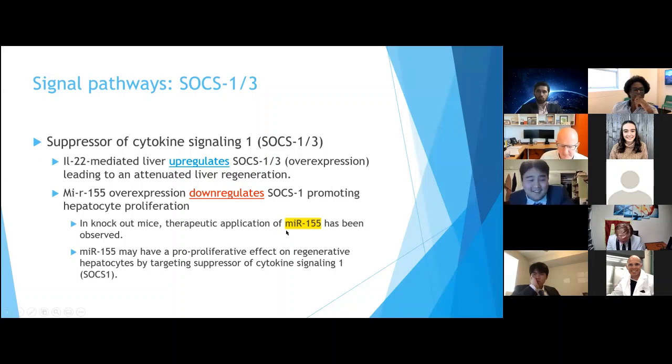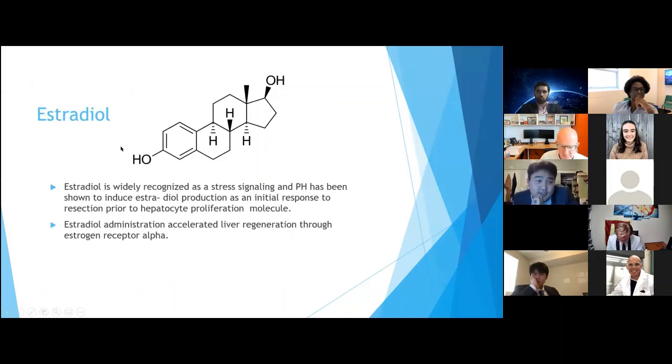But yes, and so the next one we have is estradiol. It is another compound widely recognized as a stress signaling molecule, and partial hepatectomy has been shown to induce estradiol production as an initial response to the resection, prior to the proliferation molecules.